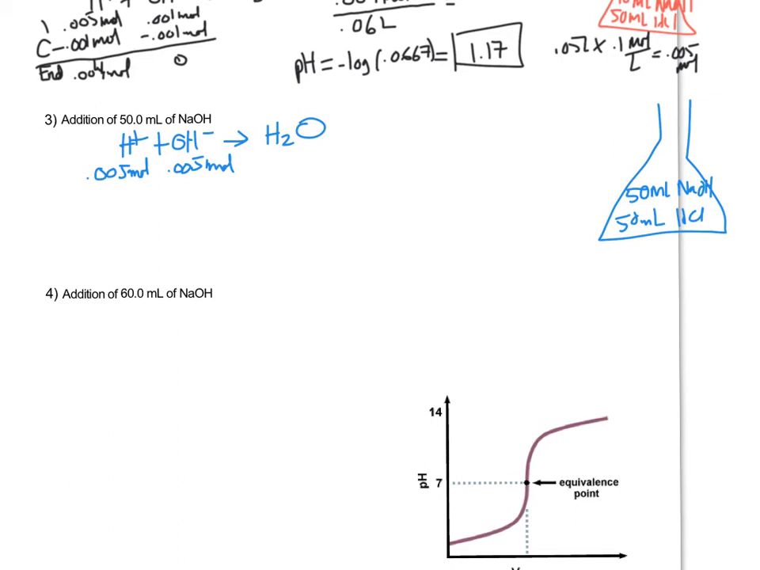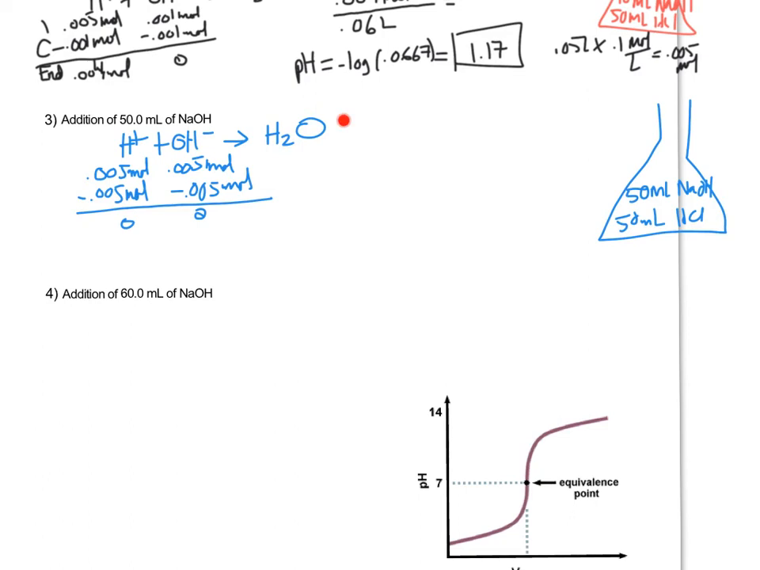Let's look at which one is my limiting reactant. Oh, looks like they're both the same amount, so it doesn't really matter. And so that's going to be used up. Negative 0.005 will be my change. So minus 0.005 moles, minus 0.005 moles, and I don't have anything at equilibrium. I just end up with some water.